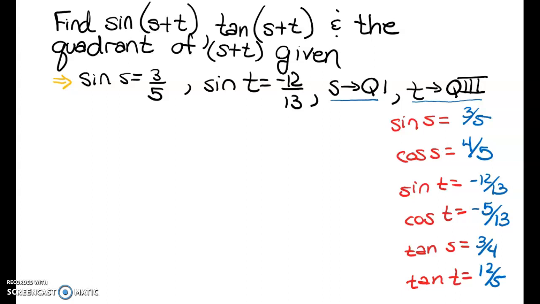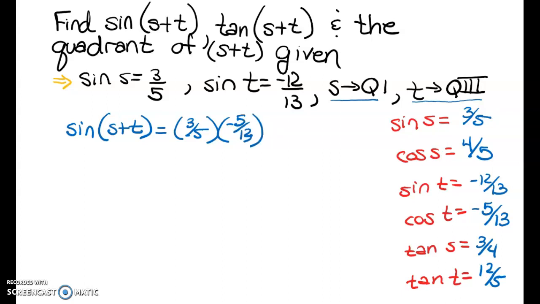Let's go ahead and find the sine of S plus t. Well, the formula is the sine of S, which is 3/5, times the cosine of t, which is -5/13, plus the cosine of S, which is 4/5, times the sine of t, which is -12/13.